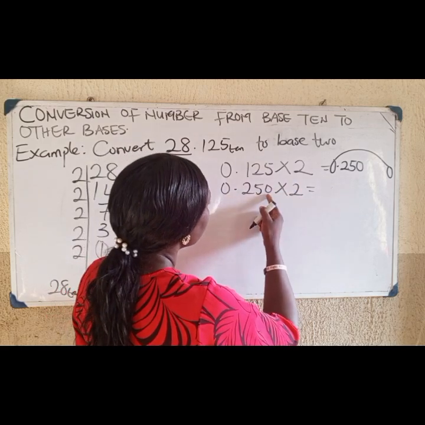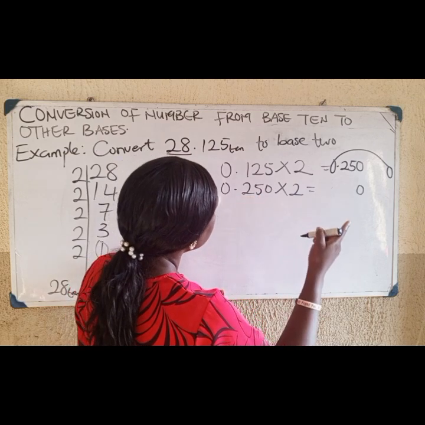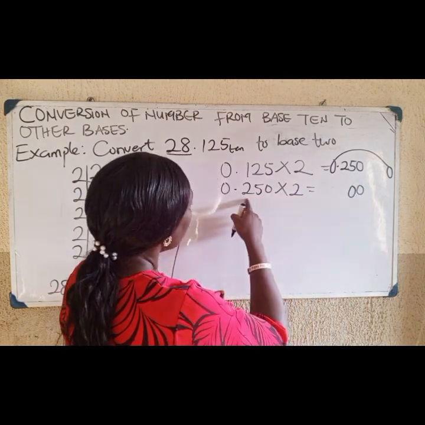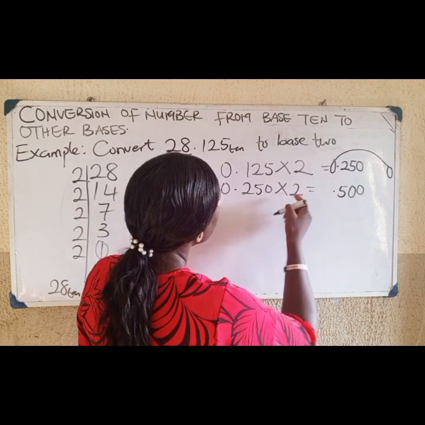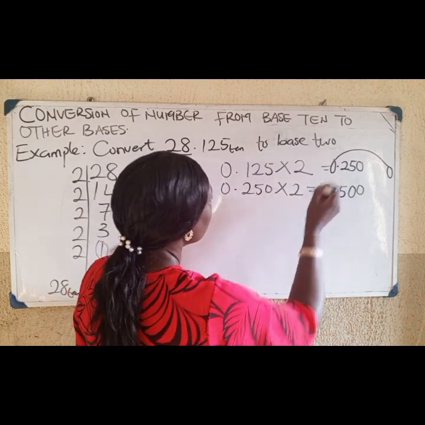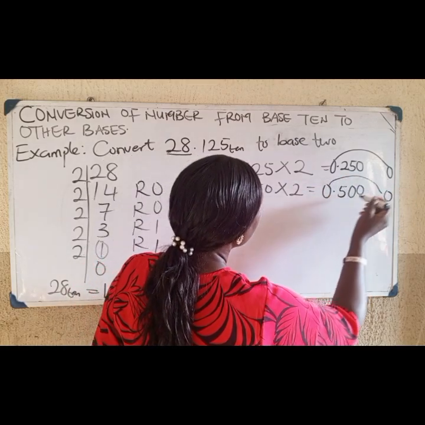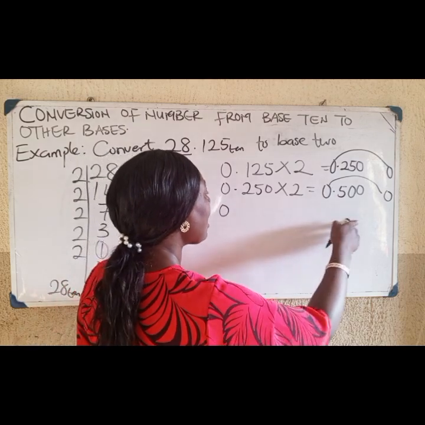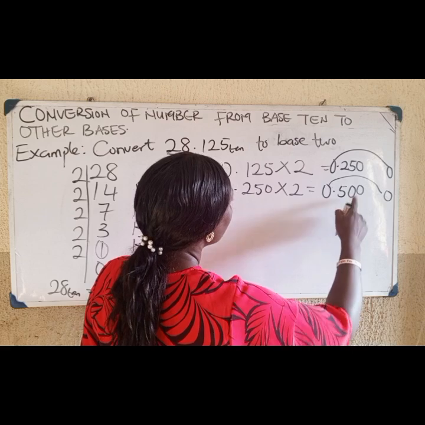I'll multiply by 2 again. 2 times 0 is 0. 2 times 5 is 10. I'll write 0, carry 1. 2 times 2 is 4, plus 1, 5. Point. 2 times 0 is 0. I'll now pick the whole part, which is 0, and bring down the decimal part. I'll continue until I have 0 on the right-hand side. Once this side is 0, I'll stop.